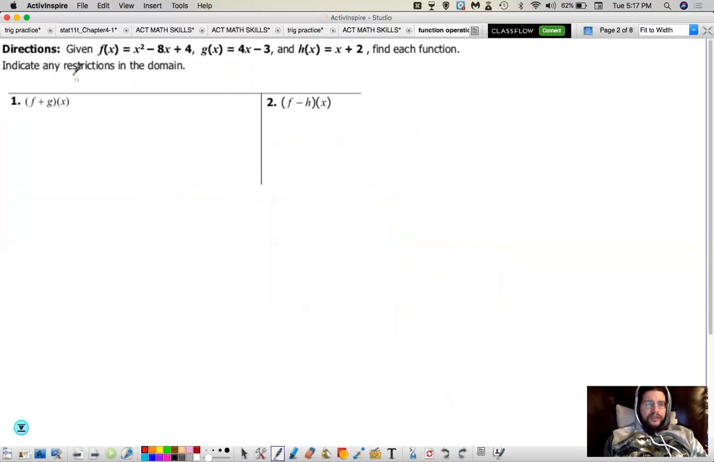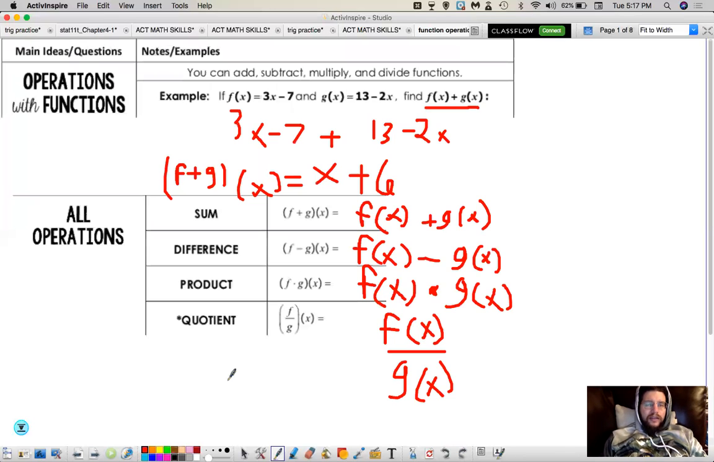So a few examples here. We have 3 functions here. F is quadratic, G is linear, H is linear. Now find each function and indicate the restrictions. So if we're adding, subtracting, multiplying, or dividing a function, we're going to get a function out. We just have to be careful that we watch the domain. Easy enough, f plus g. So you don't have to write it out like this, but if it helps you to do it, then by all means do it.